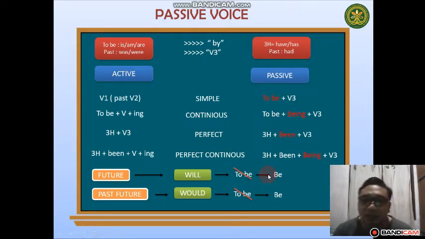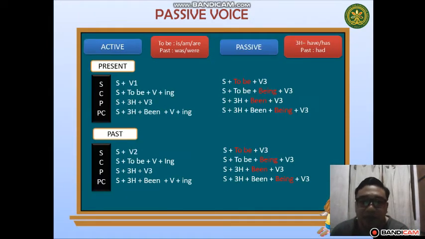Let's go to the formula for each single tense. For example, here is active and here is passive. This is just the simple formula. We have to know about the S, C, P, and PC. Here they mean simple, continuous, perfect, and perfect continuous.